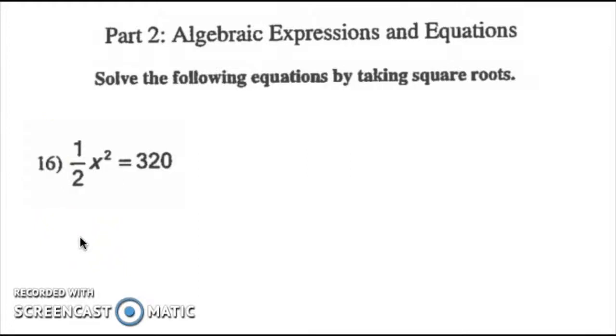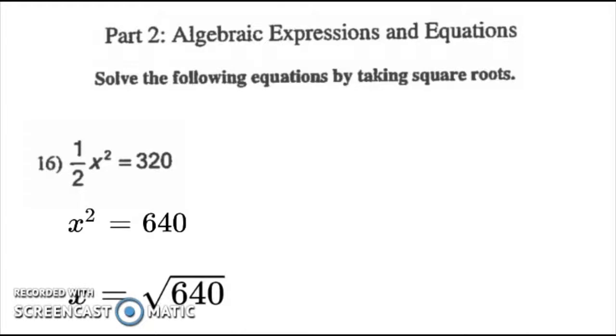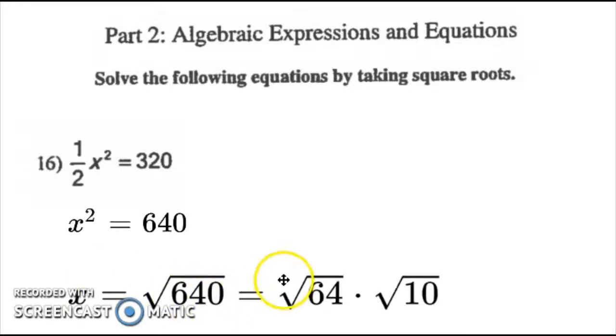The reciprocal of 1/2 is 2. So if you multiply both sides by 2, you'll have the fraction gone. So we'll have x squared equals 320 times 2, which is 640. To get x by itself from the x squared, you take the square root of it. So you have square root of 640, which can be broken down into the square root of 64 times square root of 10, with 64 being the largest perfect square factor. Square root of 64 is 8, so 8 radical 10 is the answer for number 16.